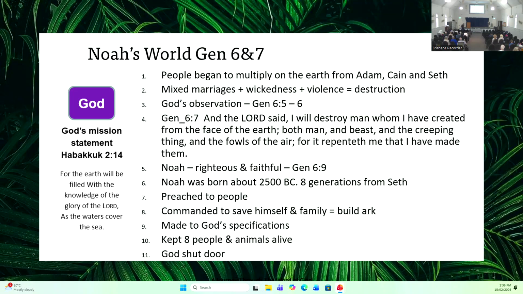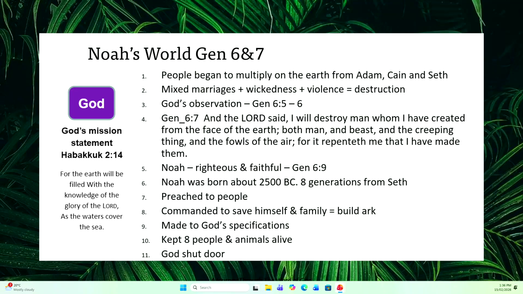He was the only righteous man that was seen on the earth at that time, which is pretty sad. He came from the line of Seth, which was one of Adam's sons, and he was commissioned for over 100 years to preach to the people, to let them know what was coming.